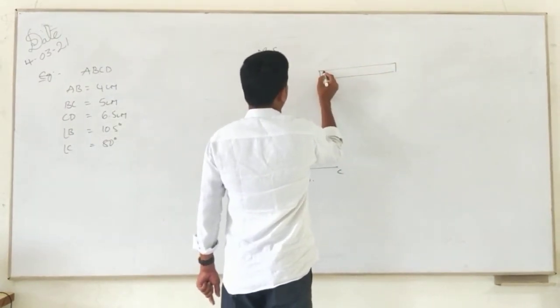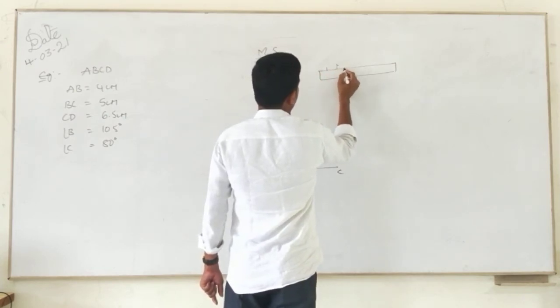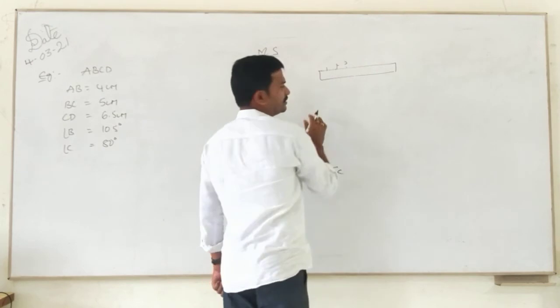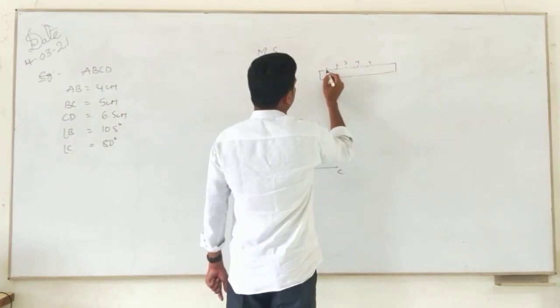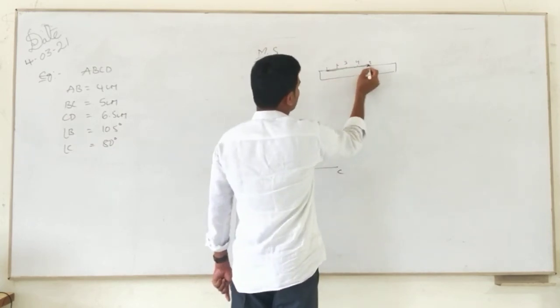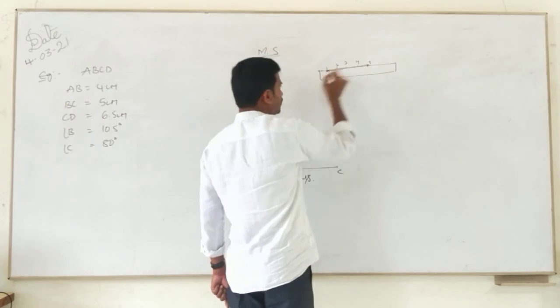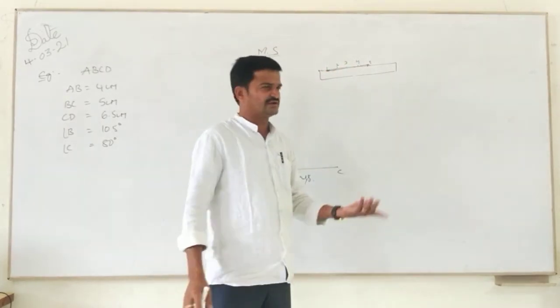This is the scale. Here 1, 2, 3. If you measure from here to here, this is 4 only. From 0 to 5 you have to draw. Still you people are doing it like that.